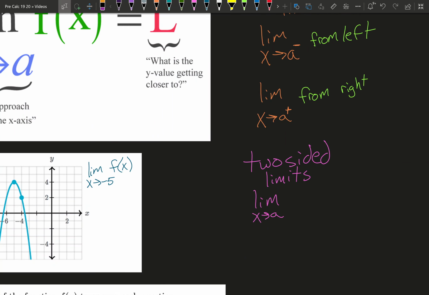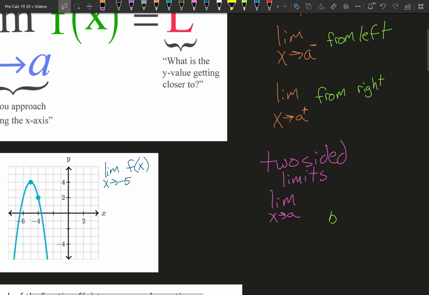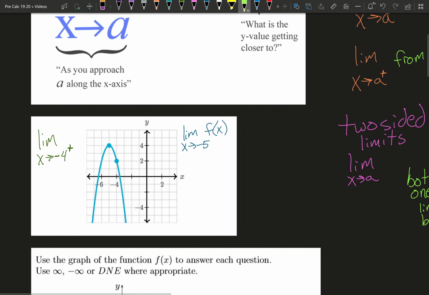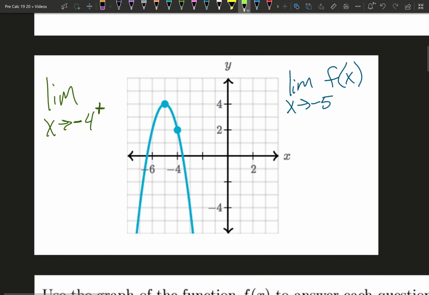Then two-sided limits, you're just going to have limit as x approaches a, nothing in the exponent. So in order for a two-sided limit to exist, we need both one-sided limits, they have to be equal. Now, all of these you would have an f of x after. I just wanted to talk about notation here. Let's look at a few examples on a function that is continuous.